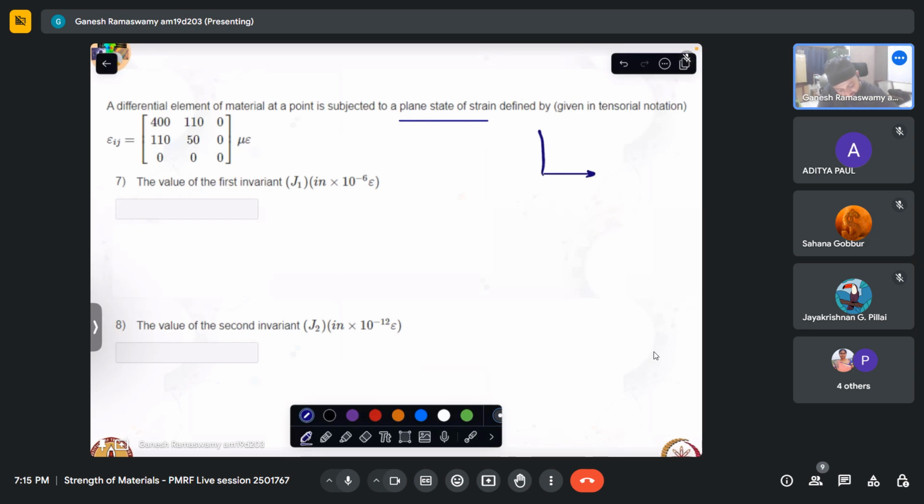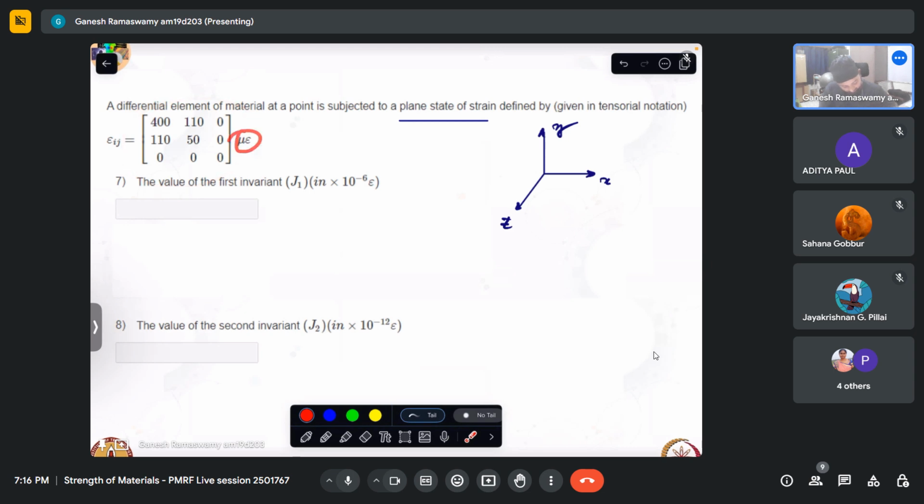This is X and this is Y, and Z is coming out of the plane of the paper. There is no strain along this direction is what it means. So any strain component that has a dependence on the out of plane direction is zero, is what they are implying, and it has been given in the tensorial notation as this with microstrain.